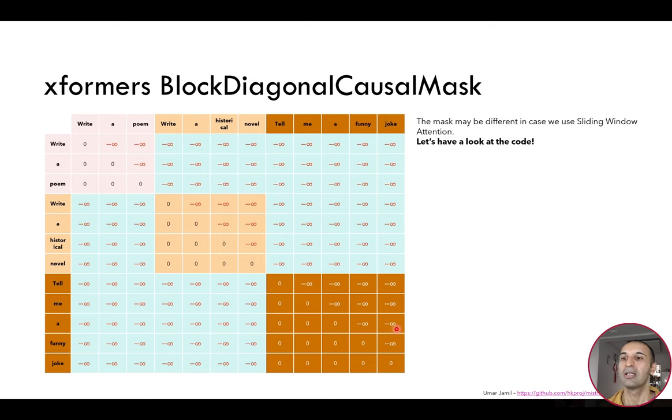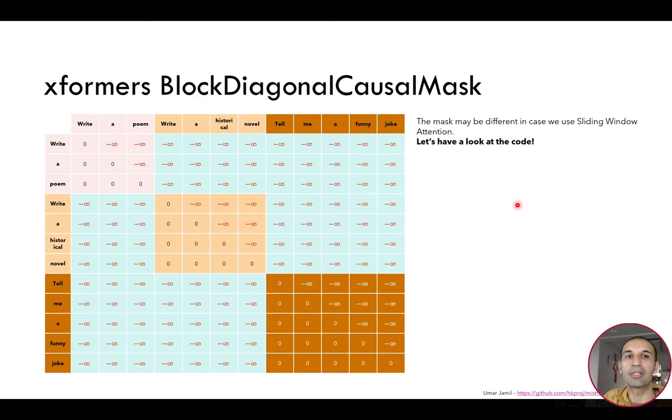Basically, this method called BlockDiagonalCausalMask will produce a mask like this. It basically groups all the prompts into groups such that each token can only attend to the tokens in the same group. Here we have 3 prompts. So the token poem, for example, can only attend to the tokens of the same prompt. The token novel, for example, cannot be related to the token poem, so it will put minus infinity here. But all the tokens of the same prompt will be able to be attended by the token novel, while the tokens in the last prompt will only be able to attend the other tokens in the same prompt. And this is a special mask built using the xformers library.